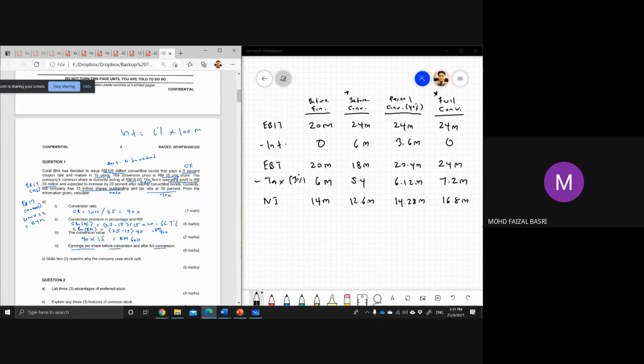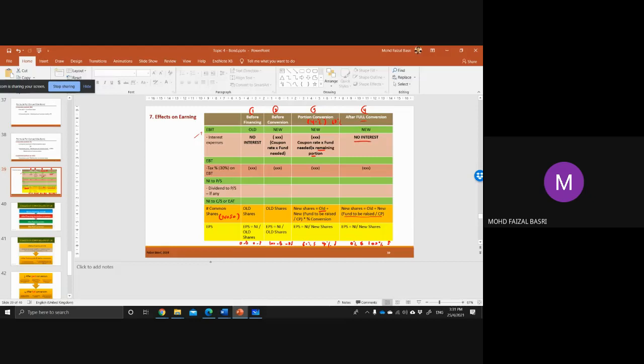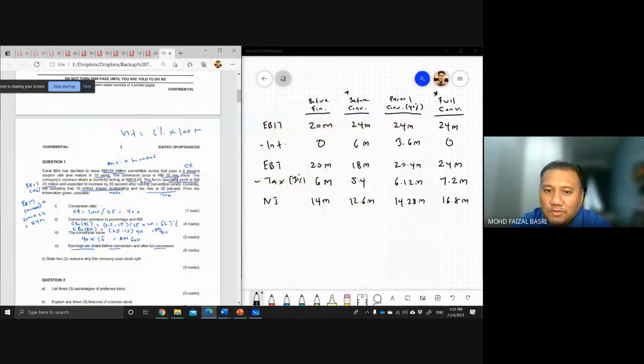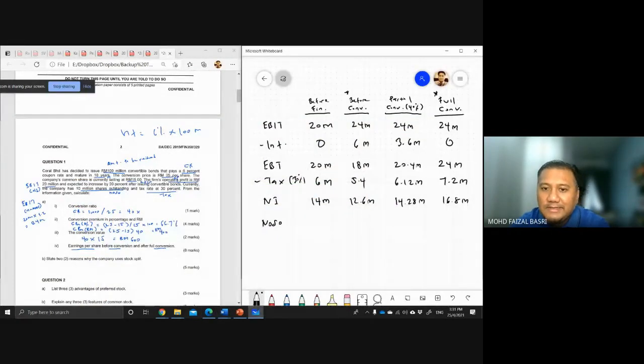Okay. So what we do next, lepas net income available to common stockholders, we cari the NOSO, number of shares outstanding. So the NOSO is based on, some based on old, some based on new, kan? So the old NOSO, I letak tadi, is 10 million units. This is the original one. Currently, the company has 10 million shares outstanding. So based on before financing, we're going to use 10 million, because 0 bondholders, 0 shareholders. For before conversion, again, everyone is still bondholders. So our number of shares will remain the old one, 10 million.